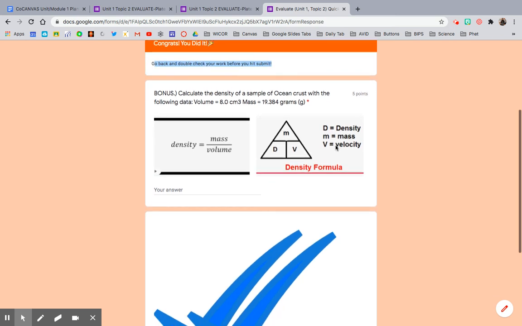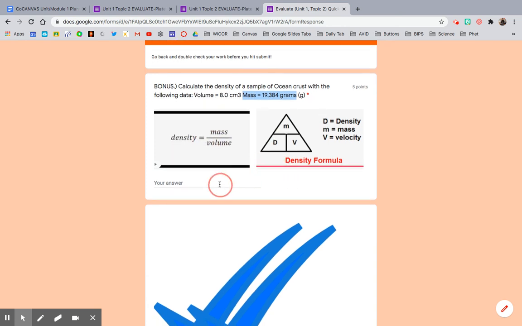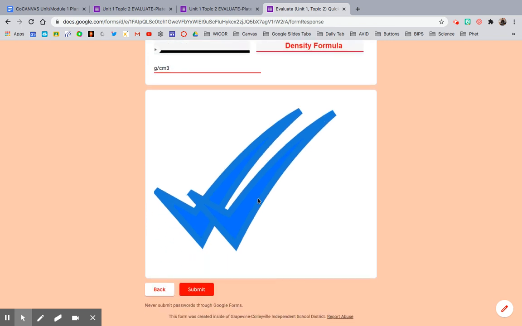But here's a little bonus question. So calculate the density of the sample of ocean crust with the following data. So if the volume is 8 centimeters cubed and the mass is 19.384 grams, and density equals mass over volume, what is the density going to be? And you can just put the number if you want, that's fine, but the unit would be grams per centimeters cubed.